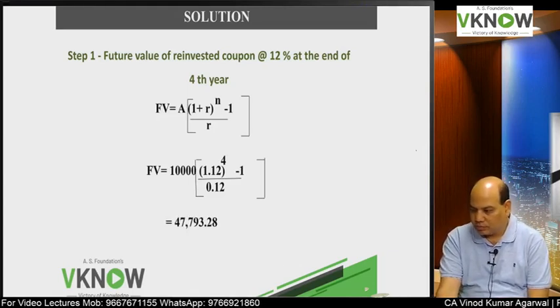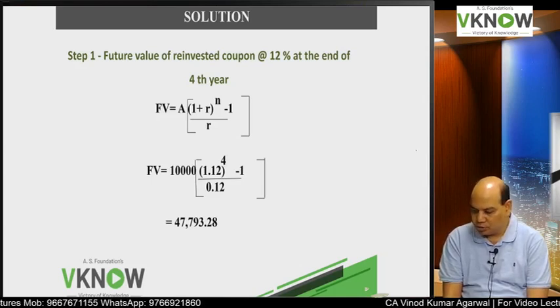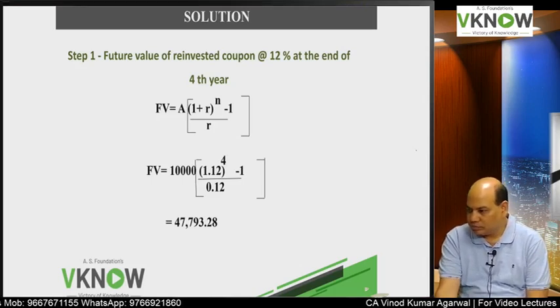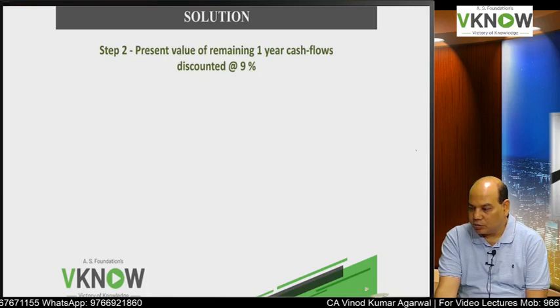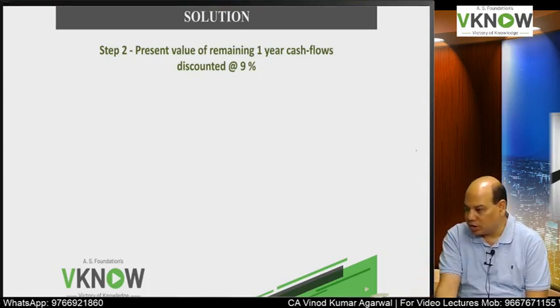The answer is 47793.28. Very good, Roshni is right. And then you have to also calculate the present value of the remaining 1 year cash flow.